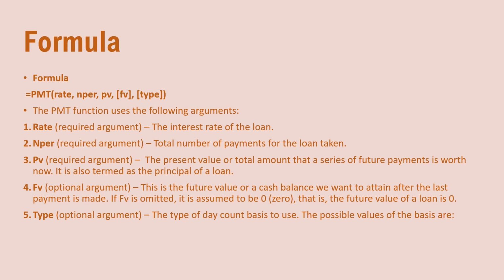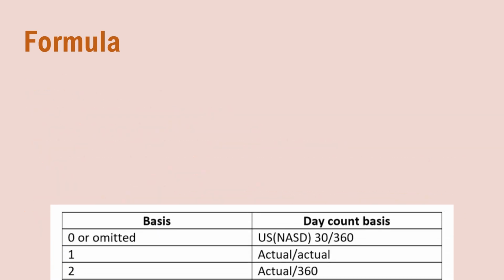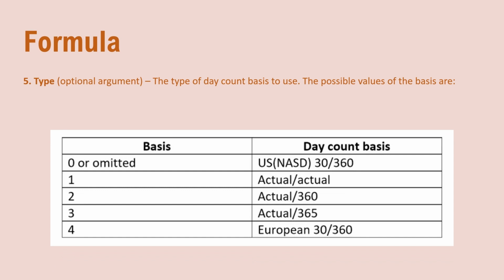You have the fifth one, type. It is also an optional argument. The type of day count basis to use, possible values of the basis are: if the basis is zero or omitted, the day count basis is US NASD 30 over 360. If the basis is 1, the day count basis is actual over actual. If the basis is 2, the day count basis is actual over 360. If the basis is 3, the day count basis is actual over 365. If the basis is 4, the day count basis is European 30 over 360.